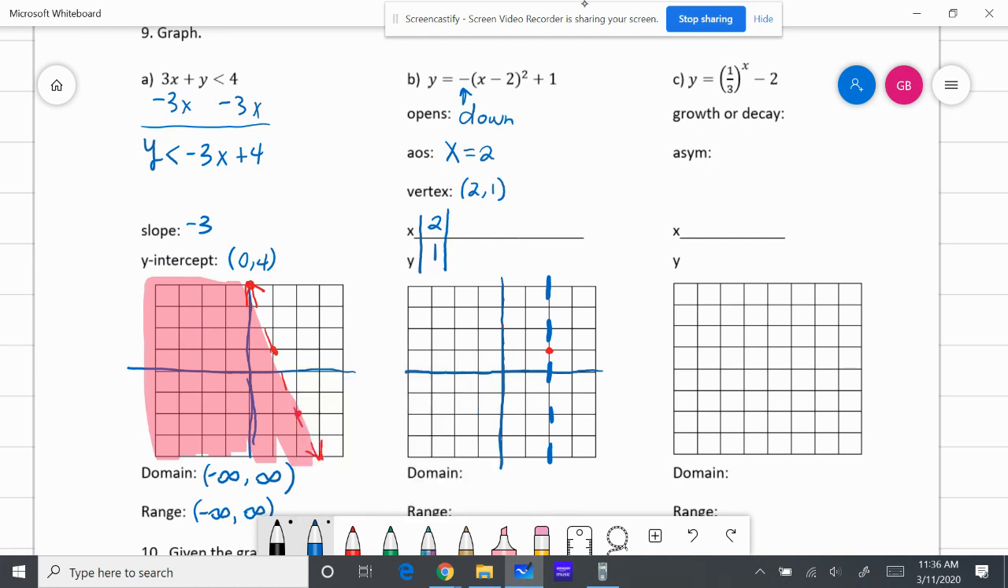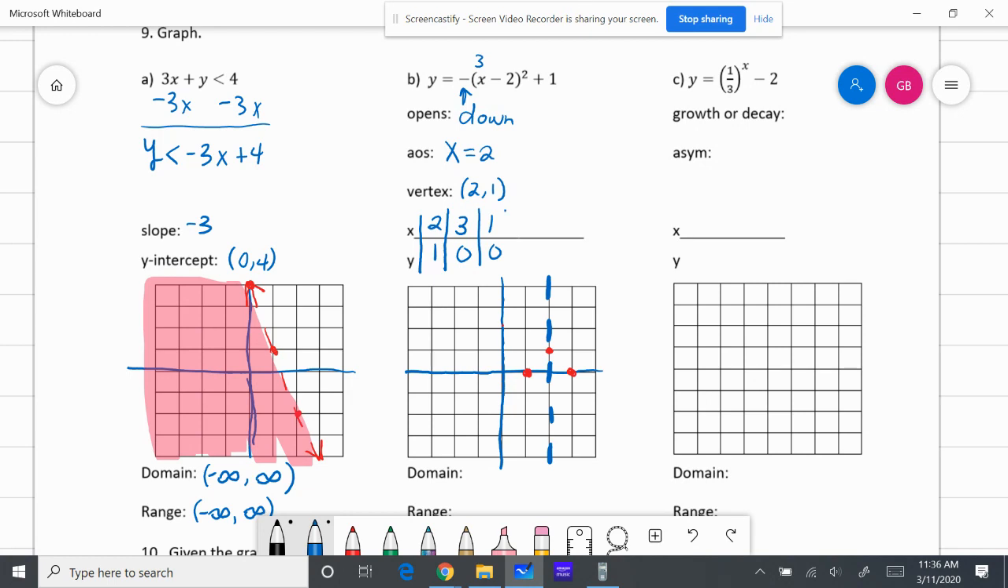If I plug in 3 into the function, so if I put a 3 here, 3 minus 2 is 1. 1 squared is 1. But there's a negative in the front, so that makes it negative 1 plus 1, which makes it 0. So we have (3, 0). Now using symmetry, I'm going to mirror this point on the other side. And this point is (1, 0).